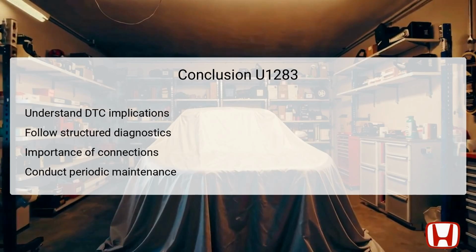In conclusion, comprehending the implications of DTC U1283 is crucial for effective troubleshooting in Honda Accord models from 2008 to 2012. Following a structured diagnostic approach ensures that each component is accurately assessed and any issues are methodically resolved. The importance of verifying connections and electrical integrity cannot be overstated, as they are central to ensuring efficient communication between control units. Conducting periodic maintenance checks can significantly decrease the chances of facing this error again.